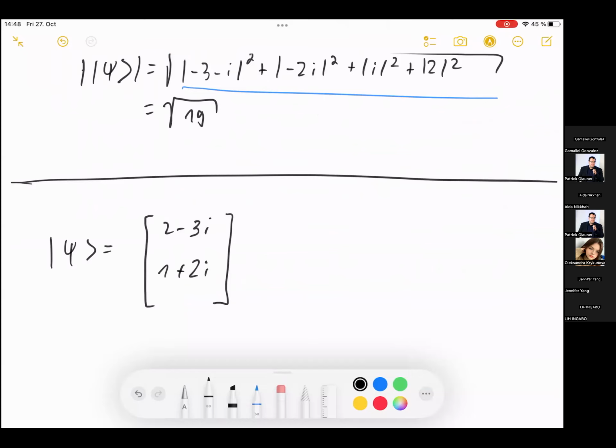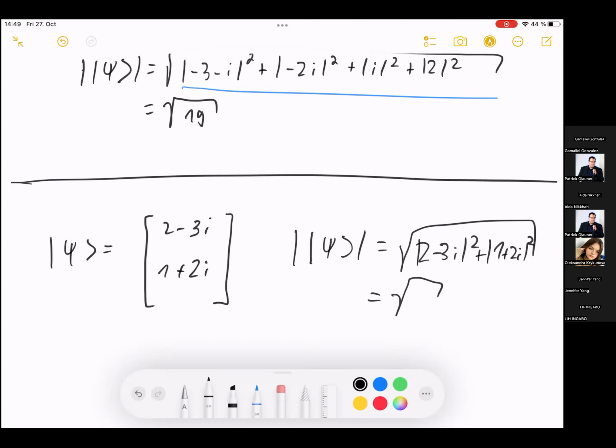So what we need is first the length of psi ket. I can quickly start with this. So it's the modulo squared of 2 minus 3i plus the modulo squared of 1 plus 2i. If you have a suggestion what this result is, so what the length of the vector is, maybe send it to the chat. That's correct. It's the square root of 18.